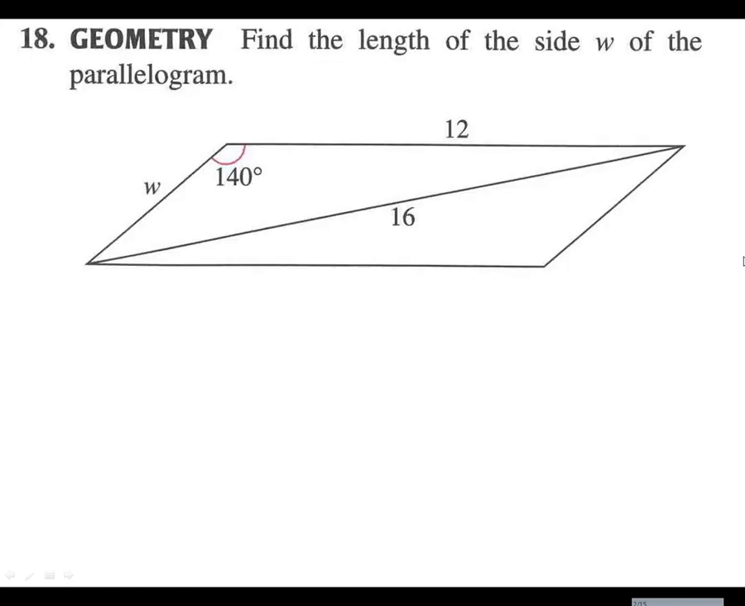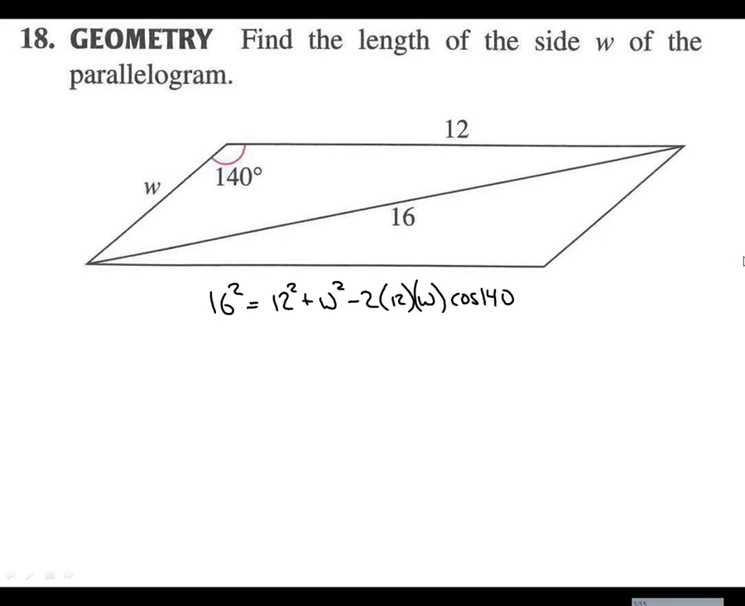Second problem. Find the length of the side W of our parallelogram over here. Alright, well this is set up for law of cosines. If we did this, we would have 16 squared equals 12 squared plus W squared minus 2 times 12 W cosine of 140. And so on this we've got a W squared and a W. We're going to have to do a quadratic. So let's see what we got here.